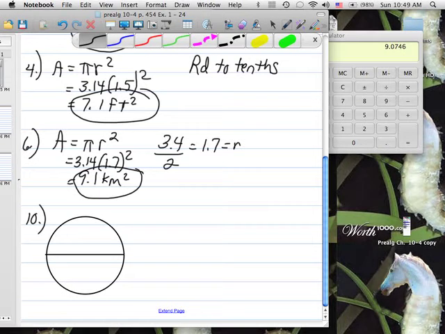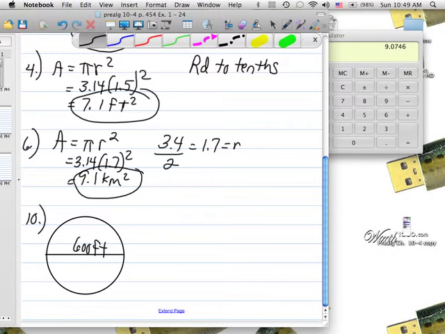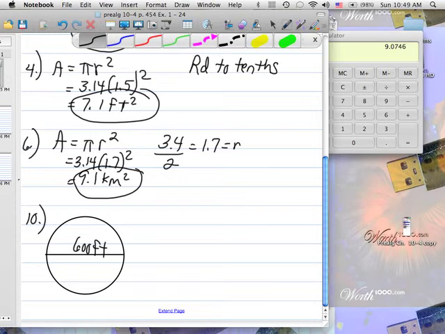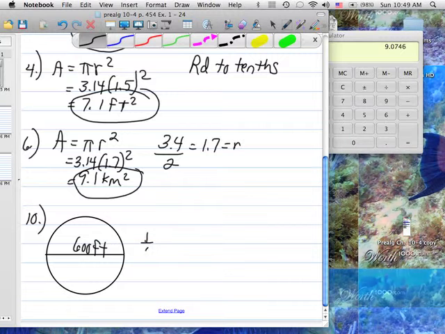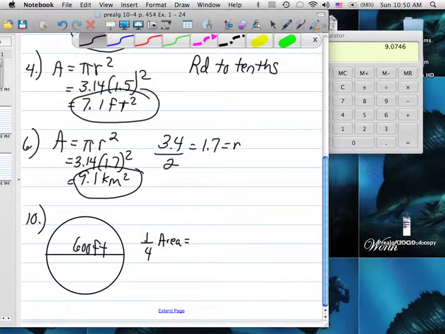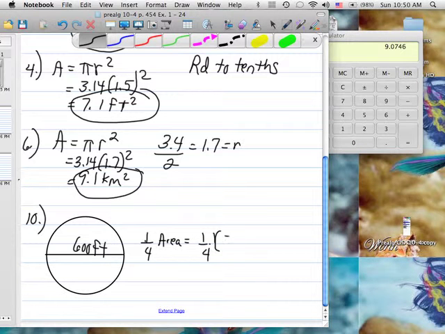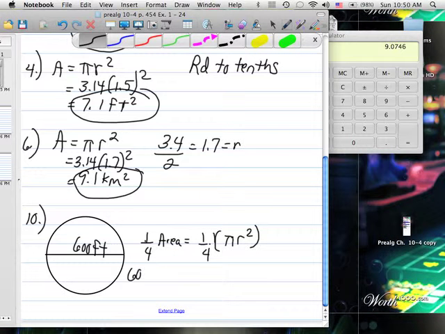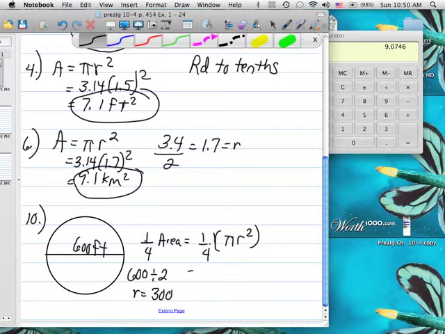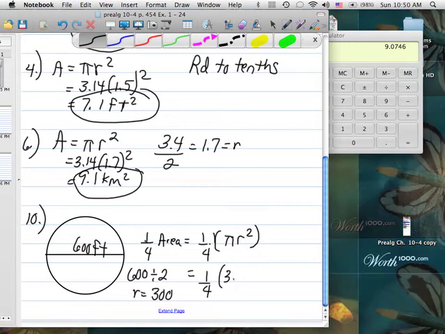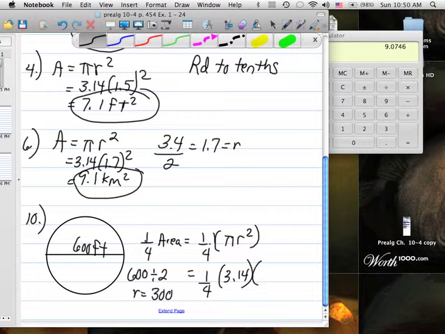So the diameter is 600 feet. 1/4 of the field is to be planted with corn. How many square yards are to be planted with corn? So we want 1/4 of the area. So that would be area equals 1/4 times pi r squared. And 600 is the diameter, so we want the radius, divide that by 2, and the radius is 300. So it's going to equal 1/4 times 3.14, radius squared, 300 squared.